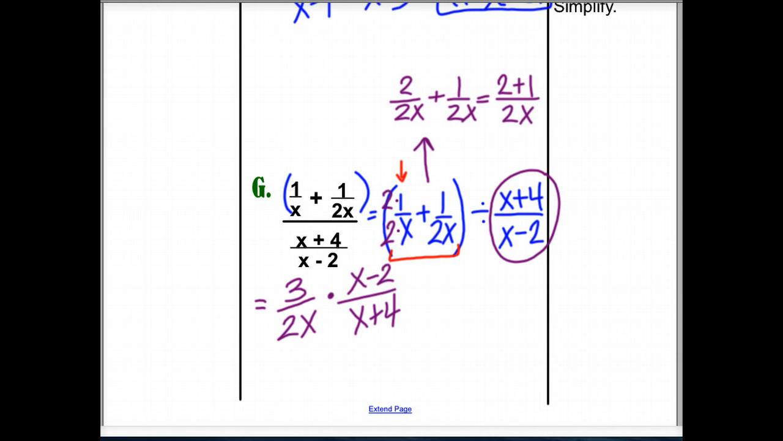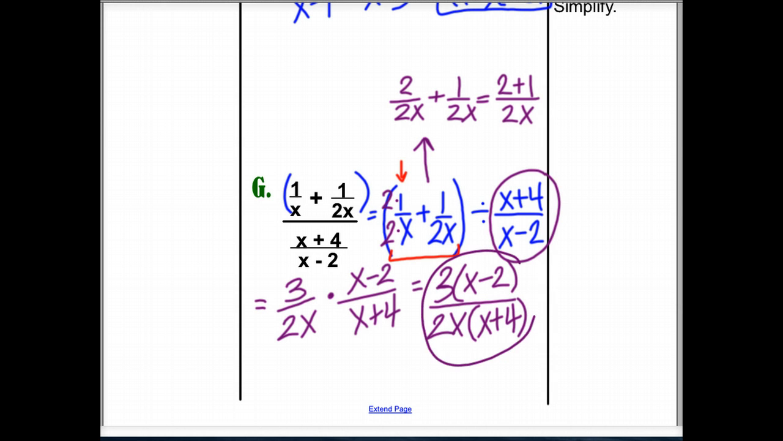I see that there's nothing that I can combine here, and so I'm going to write it as 3 times x minus 2 over 2x times x plus 4. And that would be our solution.